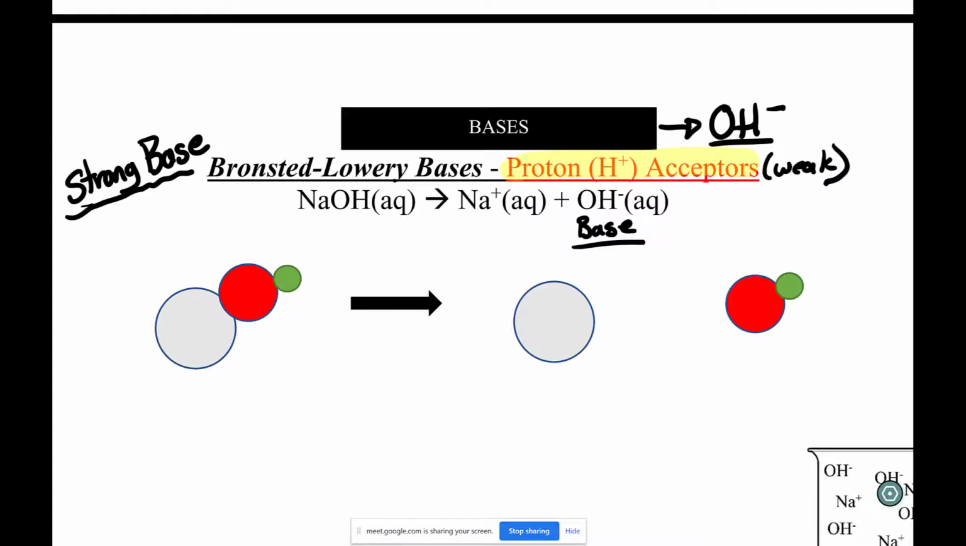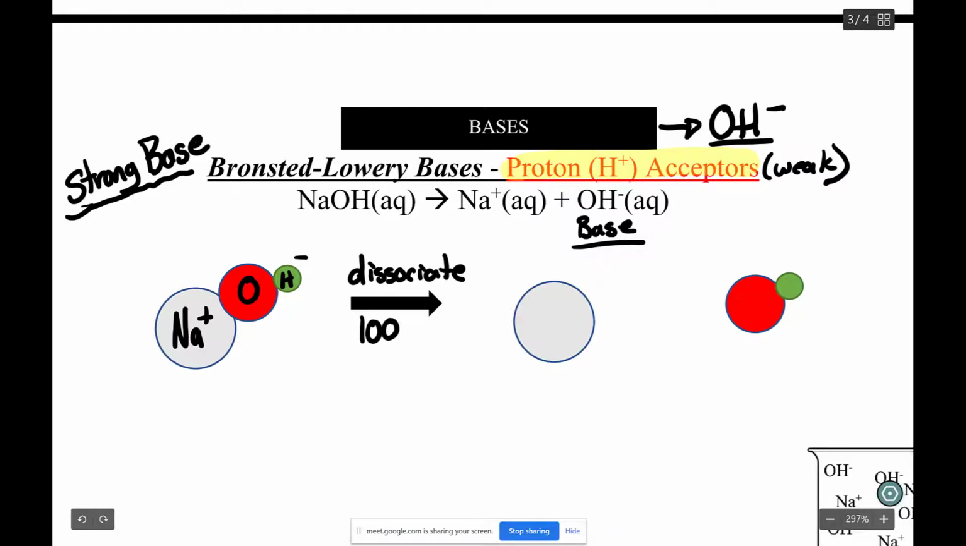So if this was a sodium ion and this was a hydroxide ion, I'm going to put the negative on the outside because the negative applies to both the O and the H together. Because it's highly soluble, it will dissociate in water 100%, and this would not be considered in equilibrium.